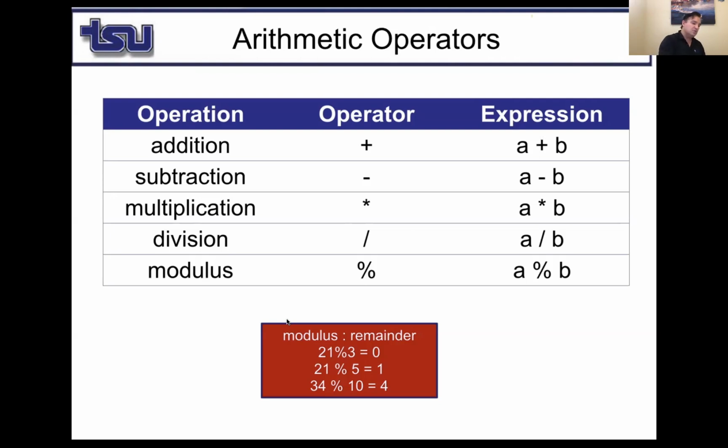Okay? So this is basically 21 is equal to 7 times 3 plus 0. The remainder is 0. 21 is equal to 4 times 5 plus 1. That means the remainder is 1. 34 is equal to 3 times 10 plus 4. So the remainder is 4. Okay? You divide 34 by 10. You take the integer division, like it's 3 times, and then you get the remainder.